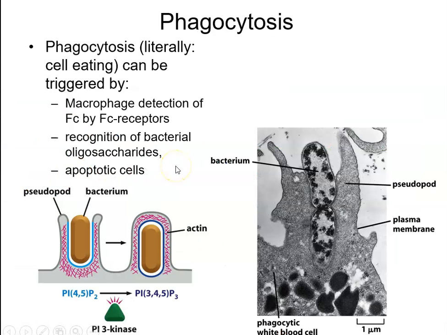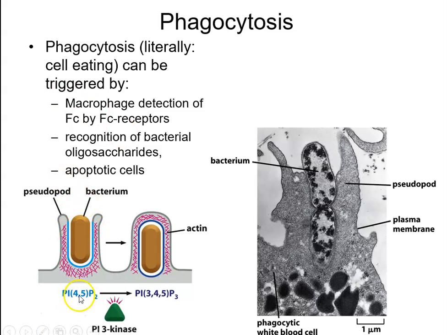So first of these is phagocytosis, literally cell eating, and this is where something like a macrophage will detect something foreign. So this could be either recognition of bacterial oligosaccharides like LPS, lipopolysaccharide. It could be directly detecting the Fc portion of antibodies bound to something immobile, such as antibodies bound to a virus or bound to a virally infected cell. Or it could be apoptotic cells, and when cells undergo apoptosis, they expose phosphatidylserine, which is a phospholipid, on the cell surface, and that is a signal to be phagocytosed.